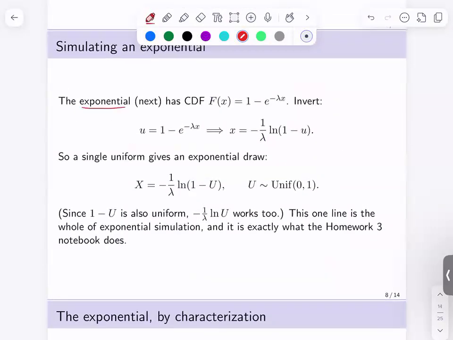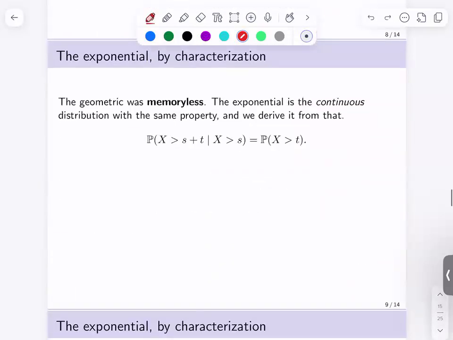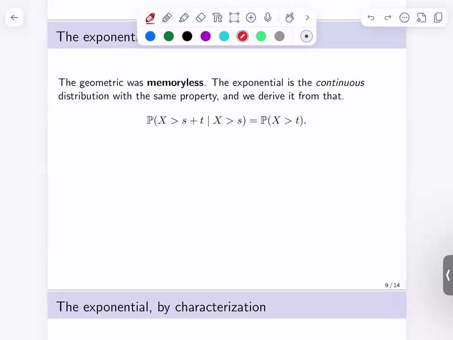So this exponential random variable, let's define it. The idea is that an exponential random variable is like the continuous version of the geometric. If you remember, the geometric distribution had a memoryless property, and the exponential distribution has the same property in the continuous case. You say a random variable has the memoryless property if the probability that X is bigger than s plus t, given that X is bigger than s, is the same as the probability that X is bigger than t. You can think of X as a lifetime, the life of something.